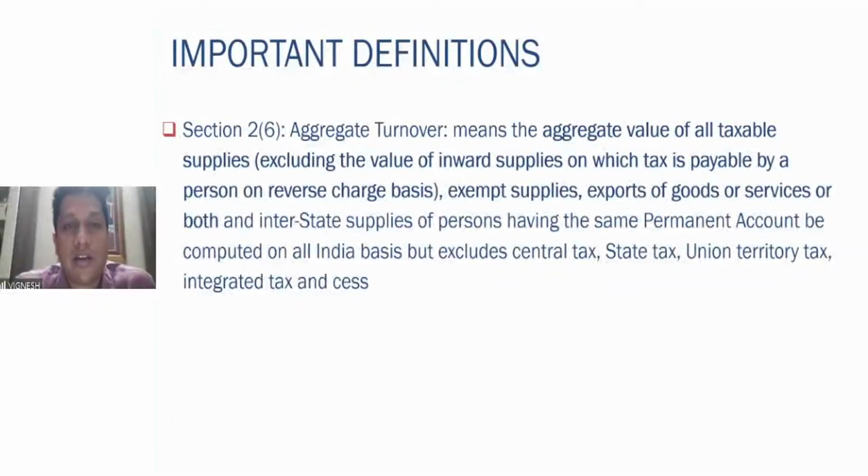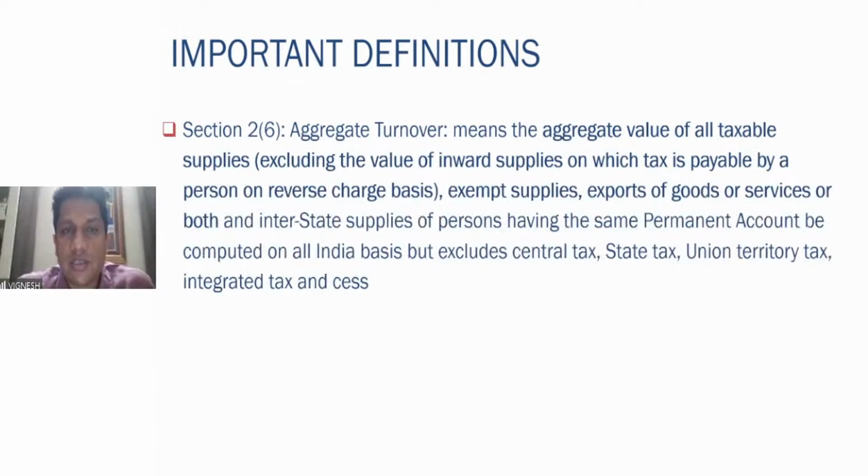Then aggregate turnover is defined in 2 subsection 6. This also is a very, very important definition. Why is this definition important? Because it gives you an idea of the registration threshold limit. In case of your regular registration, you have a separate chapter dedicated to registration where the threshold limit is fixed at 20 lakhs and 40 lakhs for different states. So in this particular situation, the aggregate turnover concept is used.